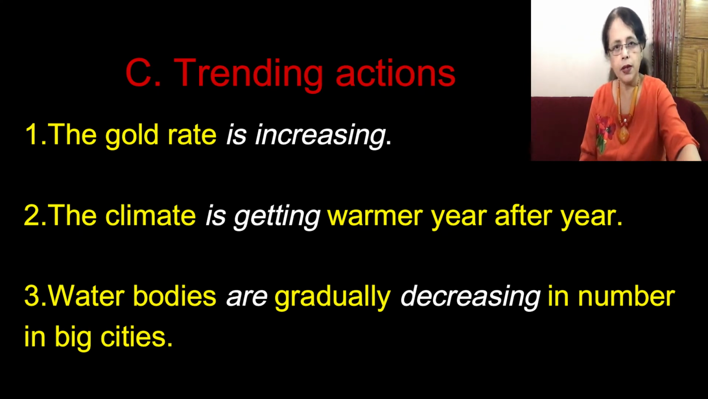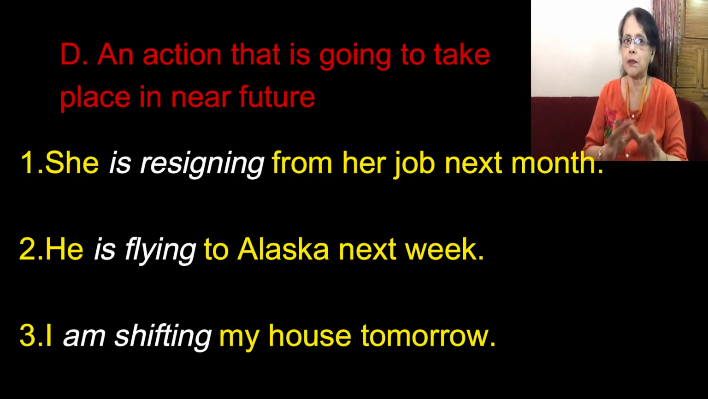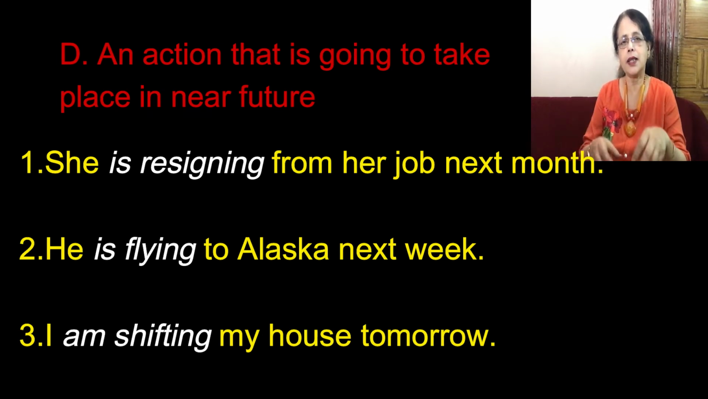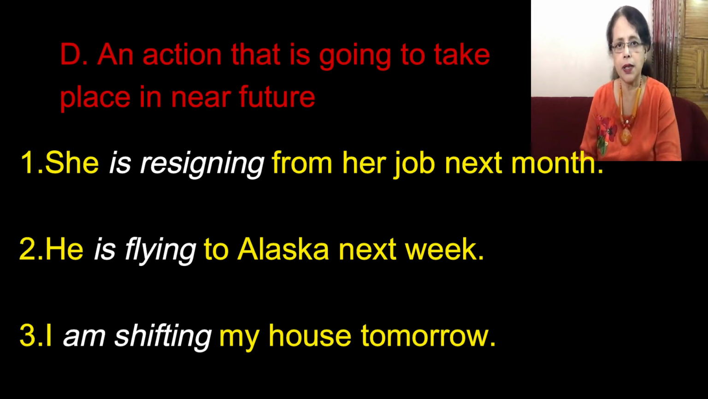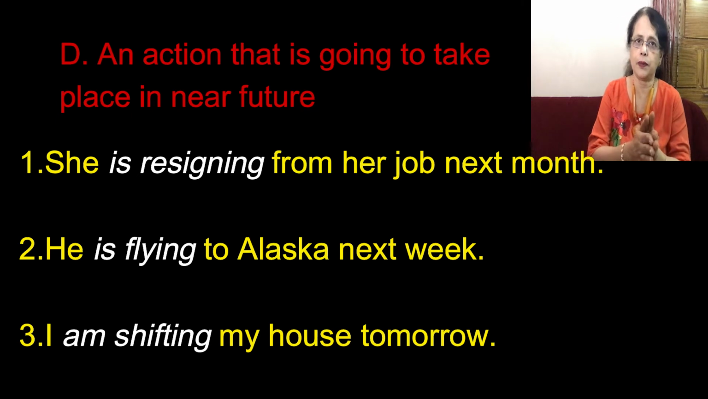Now, there is one more situation in which we can use present continuous tense, and it's a very typical example. Just see, to talk about an action that's going to take place in near future. Remember, I told you present continuous refers to the action that is taking place at this moment, but this situation is slightly different. Here you use present continuous tense when you want to talk about an action that is going to take place in near future.